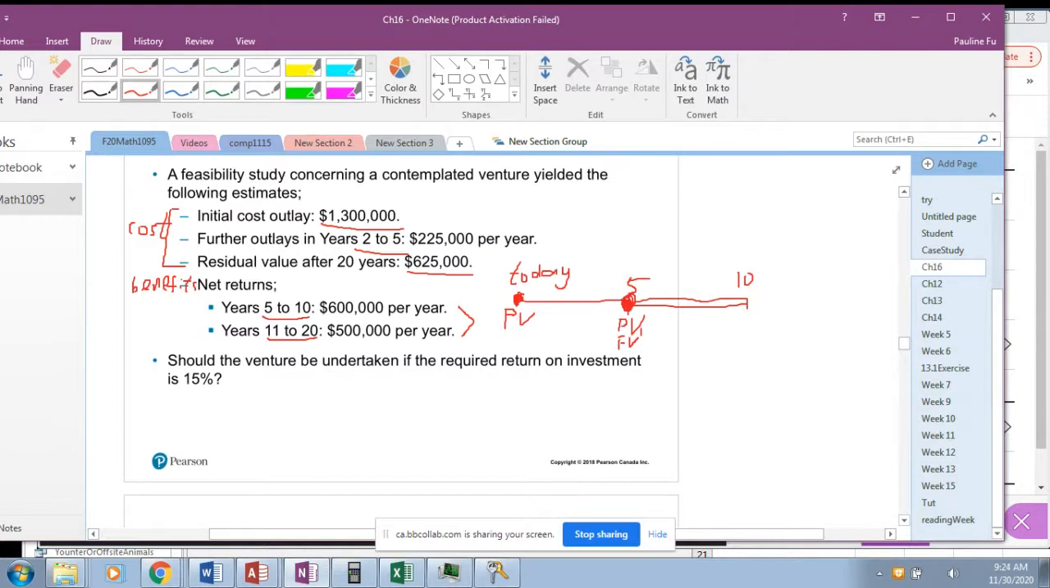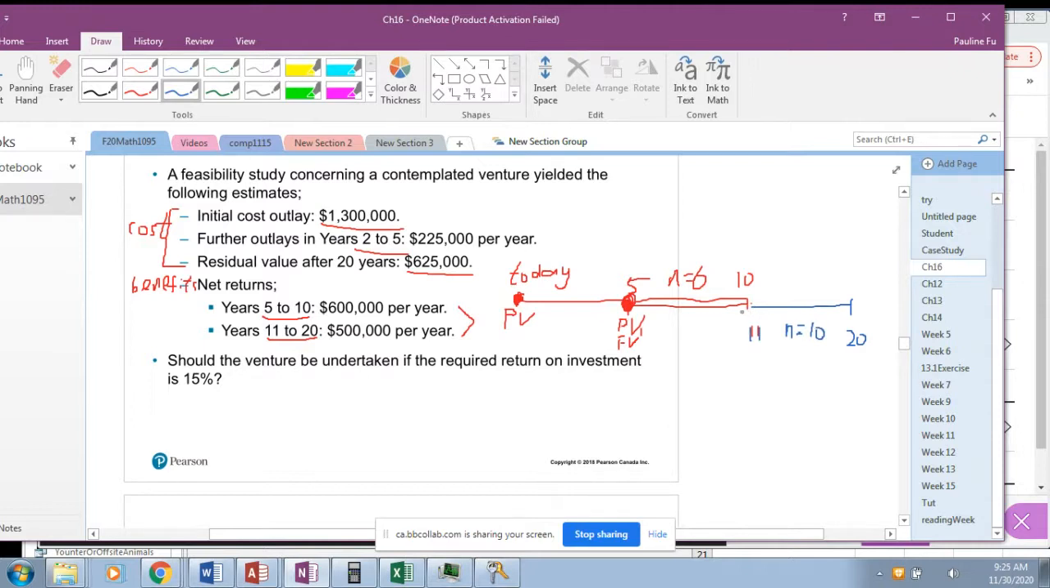This is from year 5 to year 10. What is the term N? 5, 6, 7, 8, 9, 10. N equals 6. Then from 11 to 20, there is another annuity. From 11 to 20, N equals 10: 11, 12, 13, 14 until 20. It is term N equal to 10.